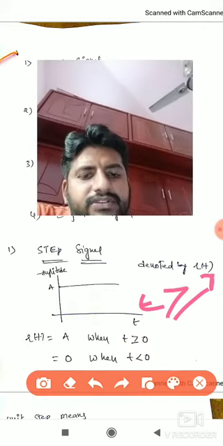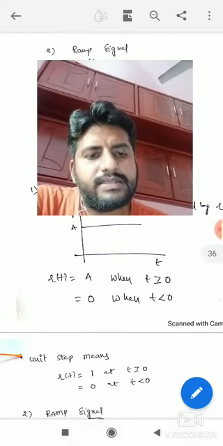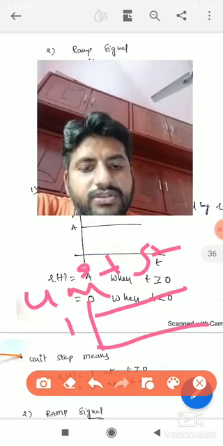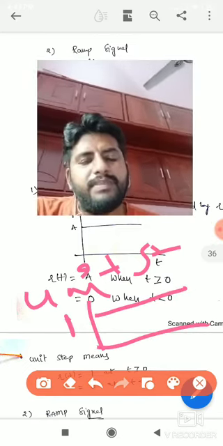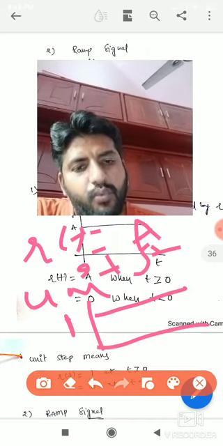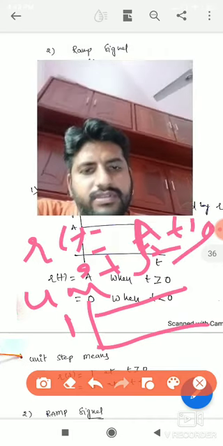Unit step means this A is replaced by 1. That means the magnitude of this step signal is unity. If you say r(t) is equal to A, meaning 1, for t greater than or equal to 0. For t less than 0, there is no step, so that is called 0. So this is a unit step.